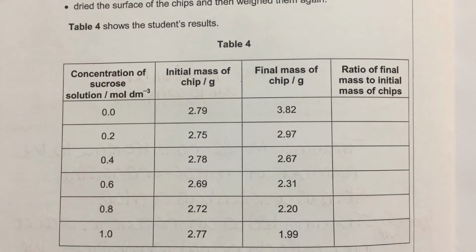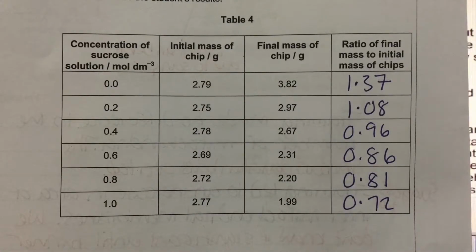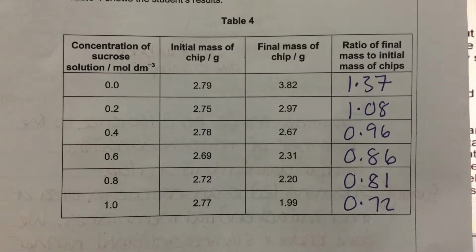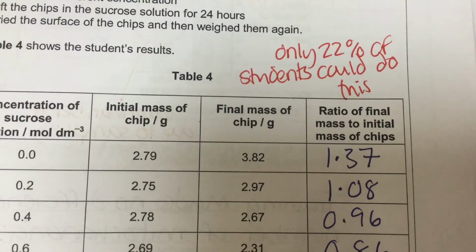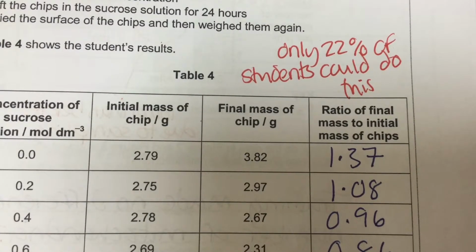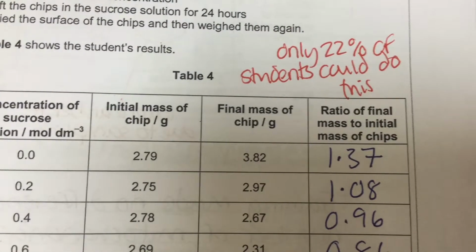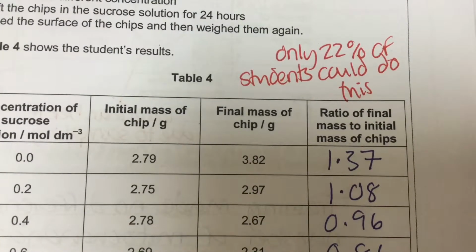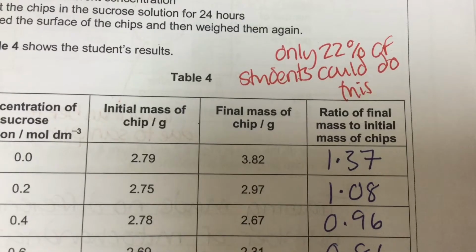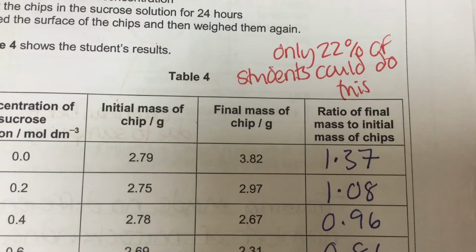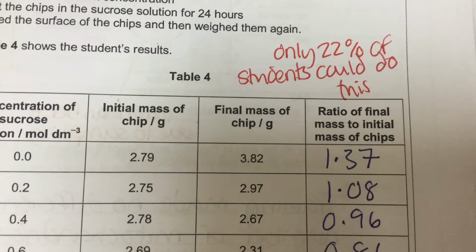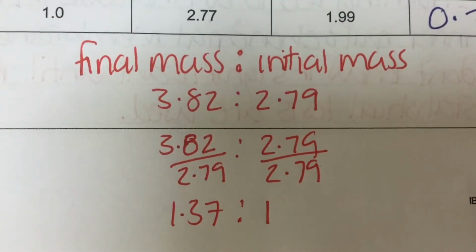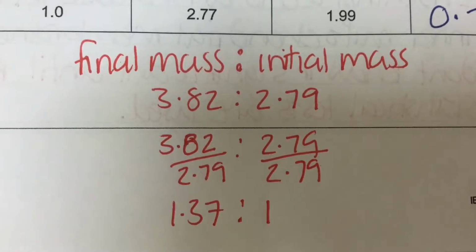For part 3, it asks us to calculate the ratio of final mass to initial mass of the potato chips. It's after part 2, but let's just deal with it now because it's on the paper. Now, the examiner's report said that only 22% of students could actually do this. And the first thing about calculating ratios is we have to make sure we get the ratio the correct way round. It tells us that they want the ratio of final mass to initial mass. So the final mass must come first and the initial mass must come after.